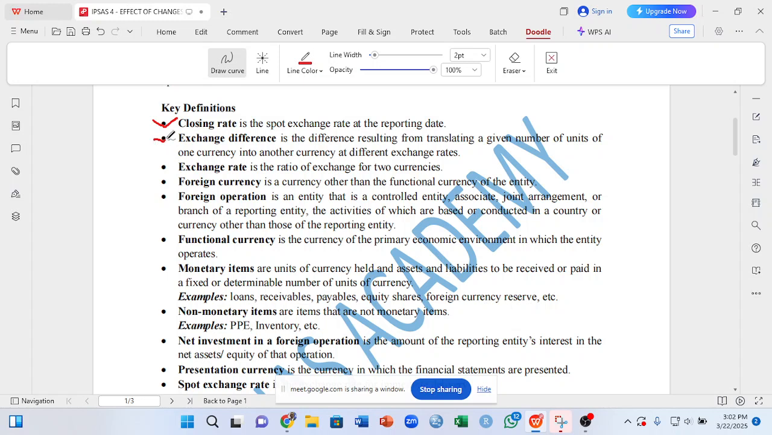Then what is exchange difference? Exchange difference is the difference resulting from translating a given number of units in one particular currency into another currency, but the exchange rate will be different. So in a case whereby you have an amount of money you want to translate into a different amount of money, then that's exchange difference.